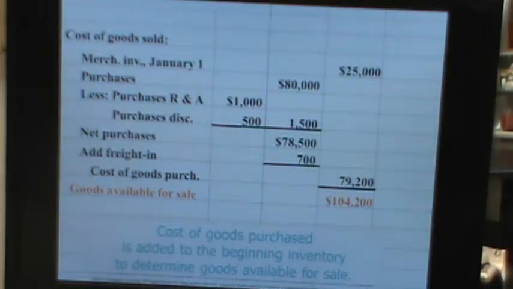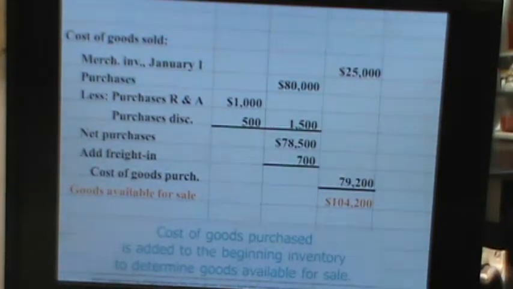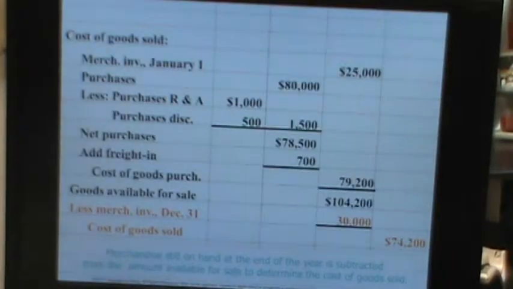So with what we started with at the beginning of the year of $25,000 and what we purchased throughout the year of $79,200, we have goods available for sale this year of $104,200. What we didn't sell is what we have left in our inventory December 31st, and that is $30,000. So we have to subtract that because we didn't sell it. We subtract that from what we had available for sale for the year, and we're left with a cost of goods sold amount of $74,200.